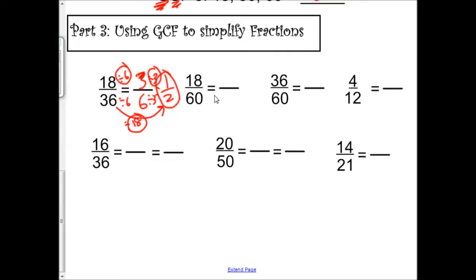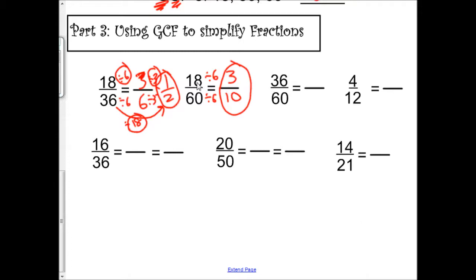Let's look at the next one. 18 and 60. I'm going to try to guess what I think is the largest number that goes into both. And I know 9 doesn't go into 60, so I'm thinking 6. So again, let's divide by what I think is the GCF. Divide by 6, divide by 6. Let's find out. 18 divided by 6 is 3. 60 divided by 6 is 10. Do 3 and 10 have any other common factors? No. So this is our simplest form.